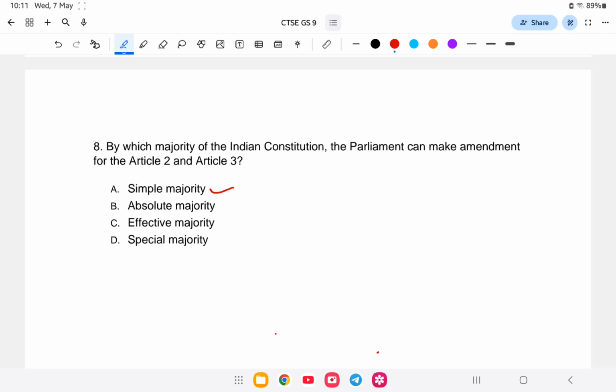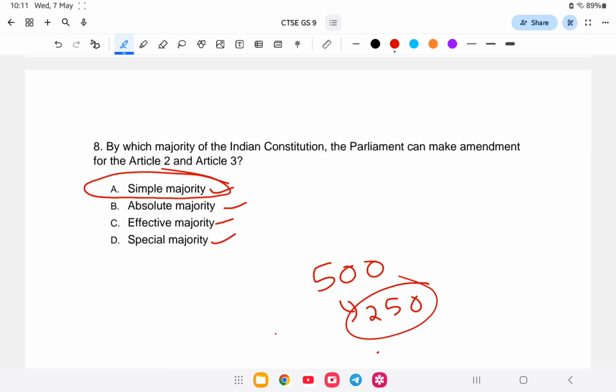Is it a simple majority, absolute majority, effective majority, or special majority? So what is the answer? The answer is option number A, that is simple majority. For example, of 500 members, the simple majority is 250 or more than half. So this is the answer, simple majority.